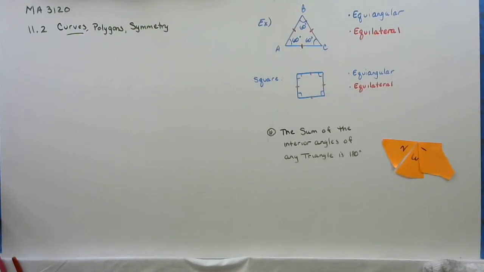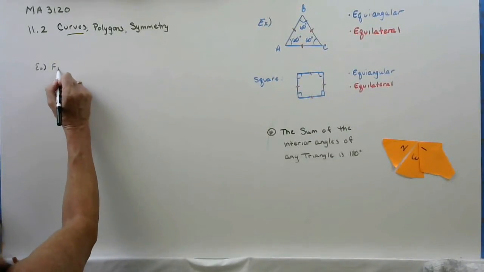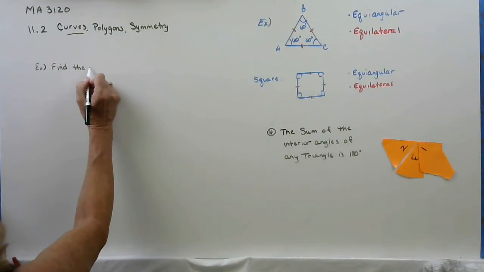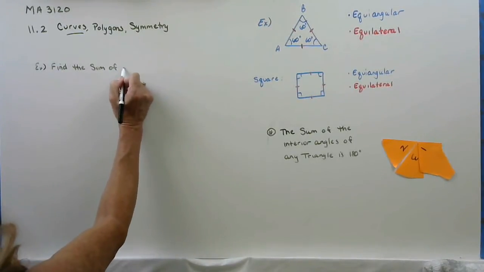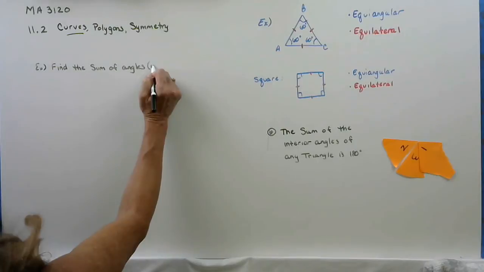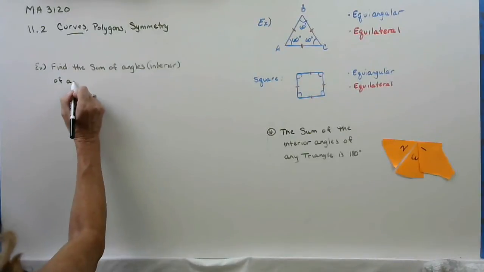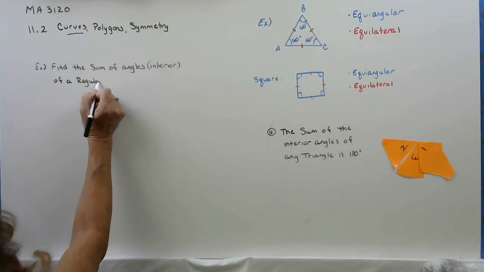Now, why does that come into play? Well, no matter what shape I give you, you can always figure out the interior angle sum. So we'll be able to figure out some of the measurements if they're regular. So what do I mean? Okay, let's say I give you a regular pentagon. And I ask you to find the sum of the interior angles of a regular pentagon.